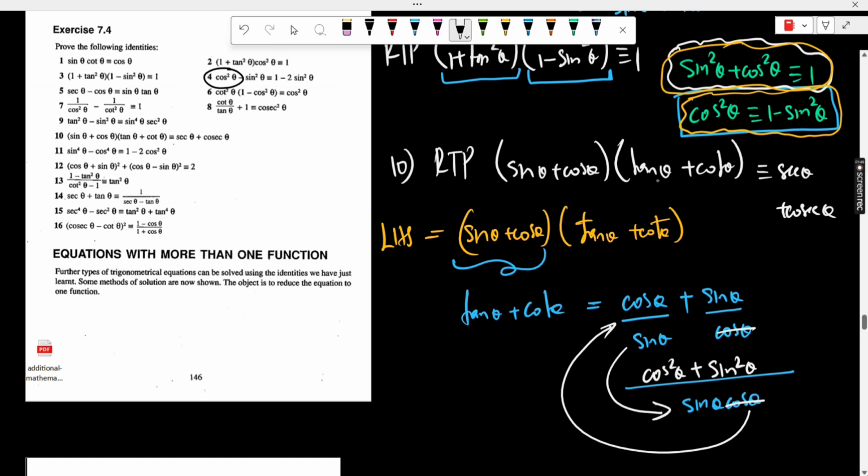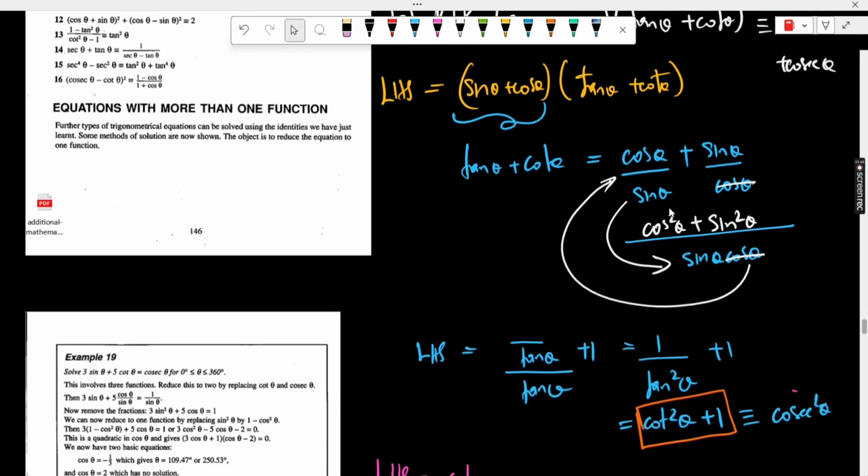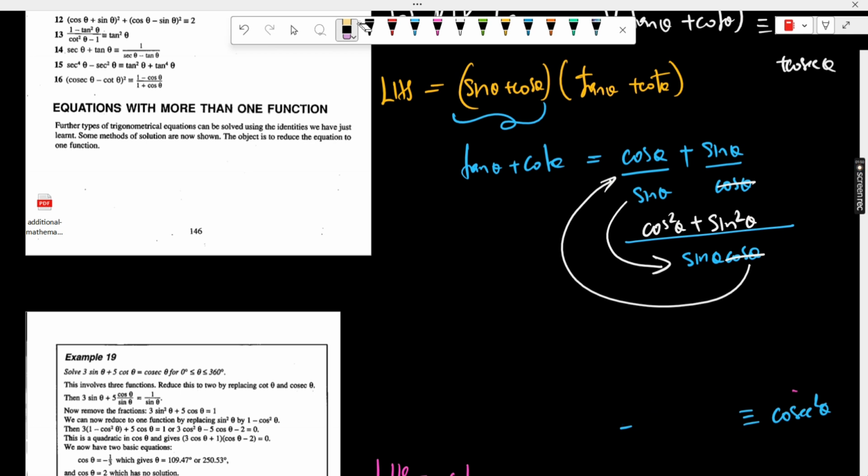And once again, here we see cos squared theta plus sine squared theta, which we know is going to be equal to what? What value would the numerator be equal to? Sir, 1. Yes, 1, because for any angle theta, cos squared theta plus sine squared theta is equal to 1. So this gives me 1 over sine theta cos theta. That is just the second bracket.